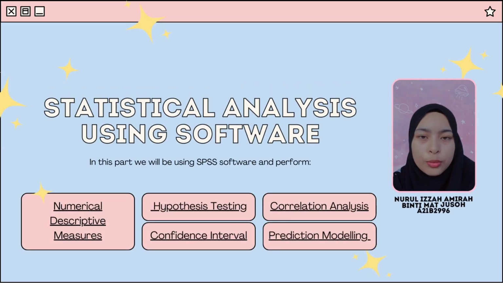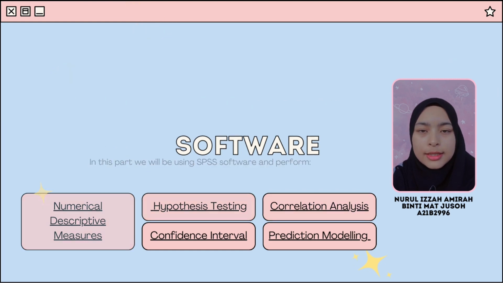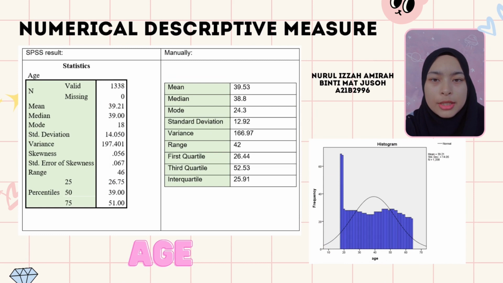Hi and Assalamualaikum. My name is Nurul Izzah Amira binti Mak Yusof. My matric number is A21B2996. I will be presenting about statistical analysis. Let's start with numerical descriptive measure.